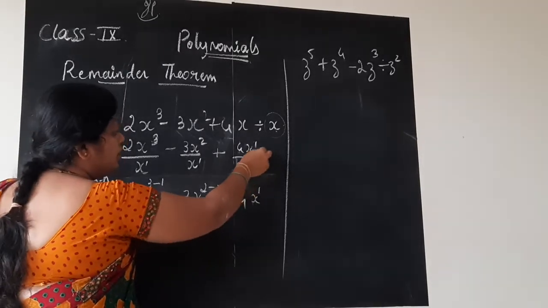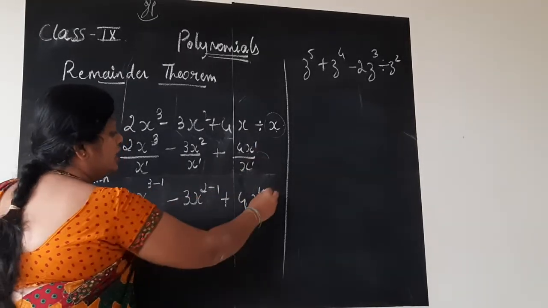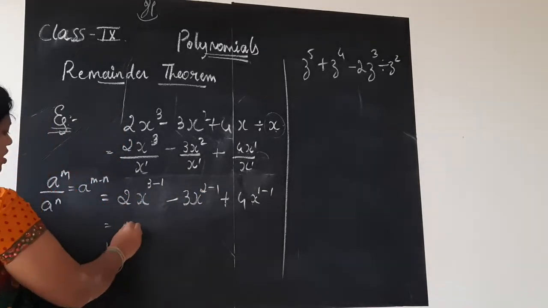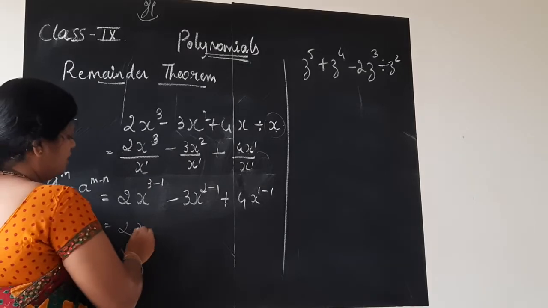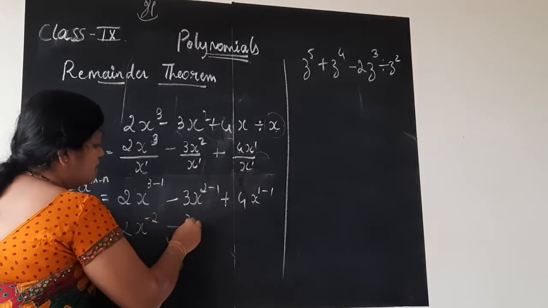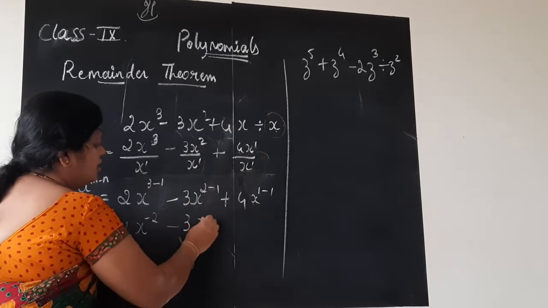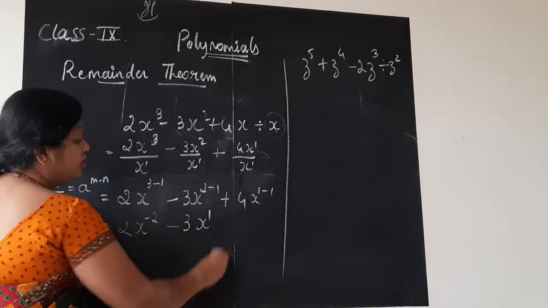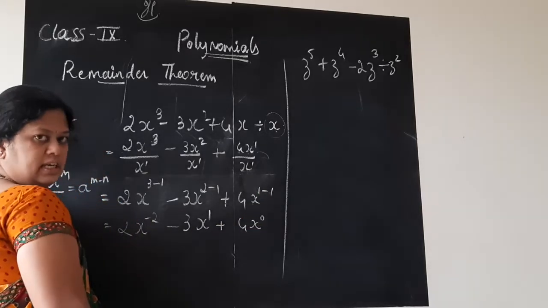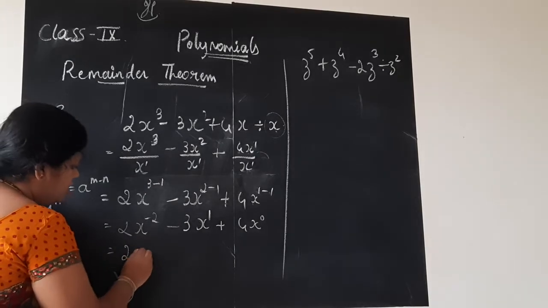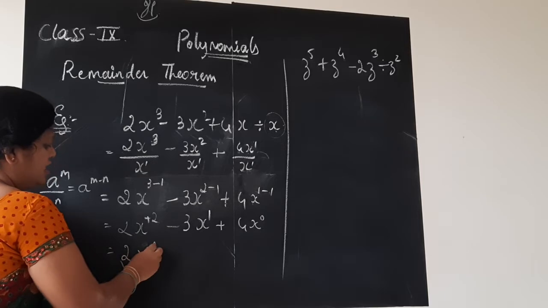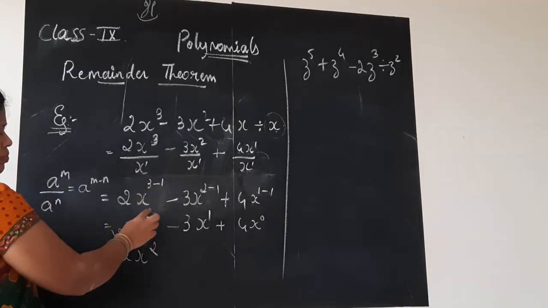If I send this denominator x to the power 1 to the numerator, it is the same, minus 1 everywhere. Next step, 2 as it is, x to the power 3 minus 1 is 2. Minus 3 as it is, x to the power 2 minus 1 is 1, plus 4 into x to the power 1 minus 1 is 0. In the next step, children, 2x to the power 2, 3 minus 1 is 2.